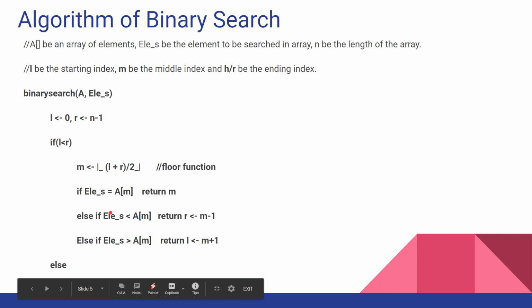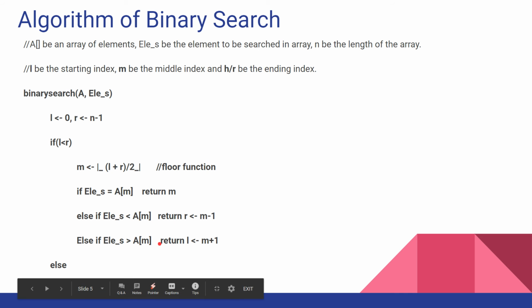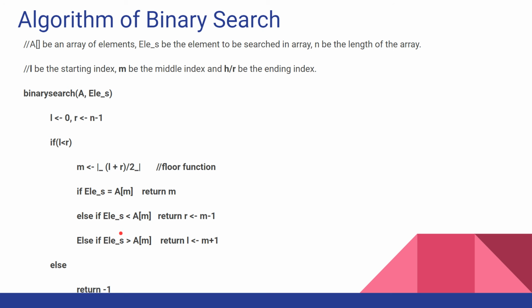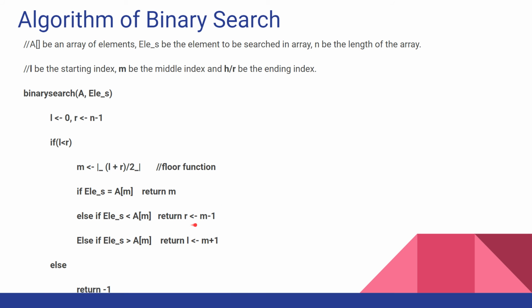Okay, so if the element to be found is less than the element present at the middle index, then you have to change the value of R, the ending index, to M minus 1. I will explain all these things with the help of an example. Firstly, let us complete this algorithm. If the element that is to be found is greater than A[M], then we have to change the value of L. So here, as we are changing the value of R, this means we don't have to change the value of L and M, but we have to keep the values of both the same.